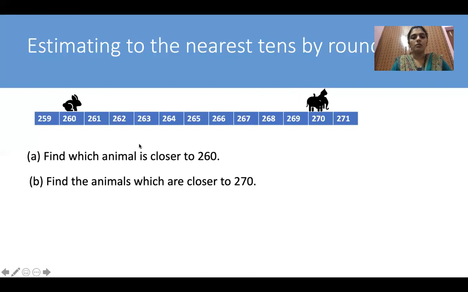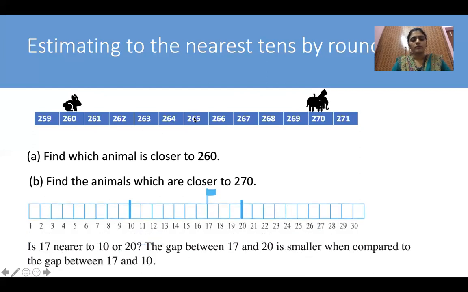The numbers above 265 are closer to 270 and the numbers below 265 are closer to 260. And what about 265? It is equidistant from both 260 and 270. So we can take its value to be either 270 or 260. We can take any one of these two.